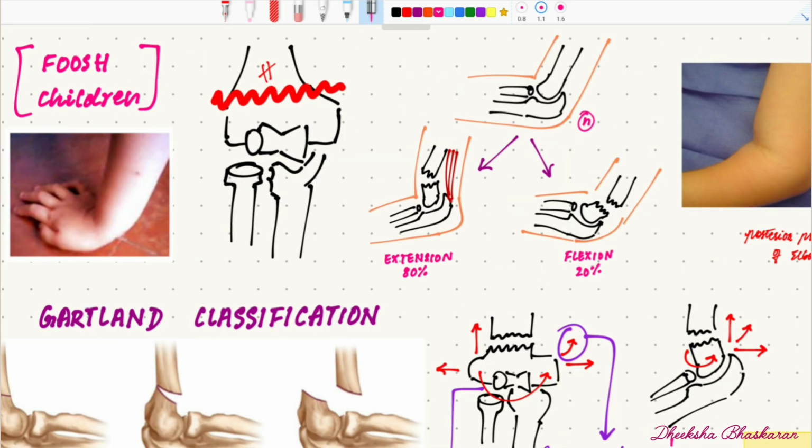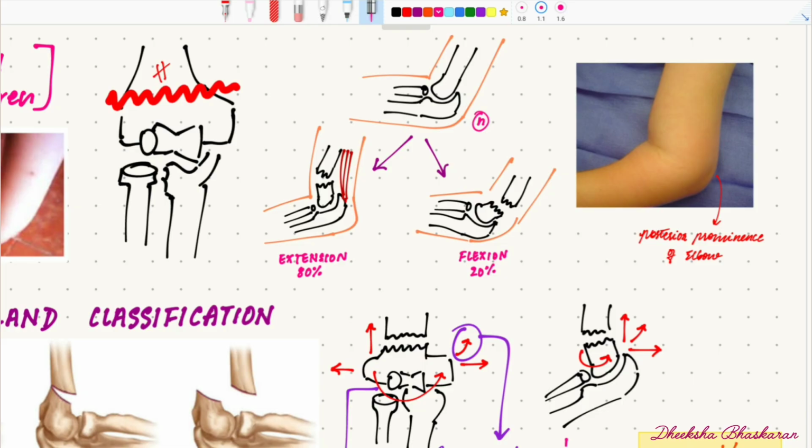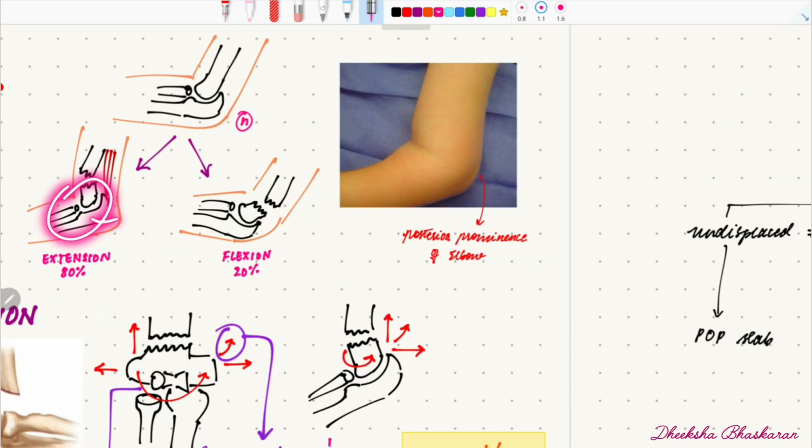When this type of fracture occurs, there can be two types. If it displaces posteriorly, it is due to the pull of the triceps muscle, and this is called extension type. If it displaces anteriorly, it is called the flexion type. And extension type, as we see here, occurs in 80% of the cases, and it's the most common type. Fragments are displaced posteriorly. We can see posterior prominence of the elbow. This posterior prominence is because of the olecranon process of the ulna.